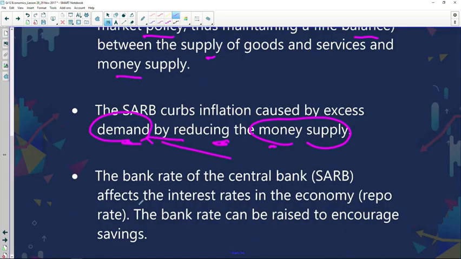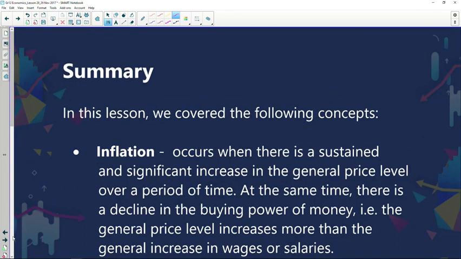The bank rate of the central bank, which is the Reserve Bank, affects the interest rates in the economy because of the repo rate. So remember, I said the banks approach the Reserve Bank if they want a loan, and then the Reserve Bank will charge them a repo rate. And then in return, the banks will charge us an interest rate if we go and take out a loan from a bank. So they can use the system of a repo rate in order to control the amount of money in circulation.